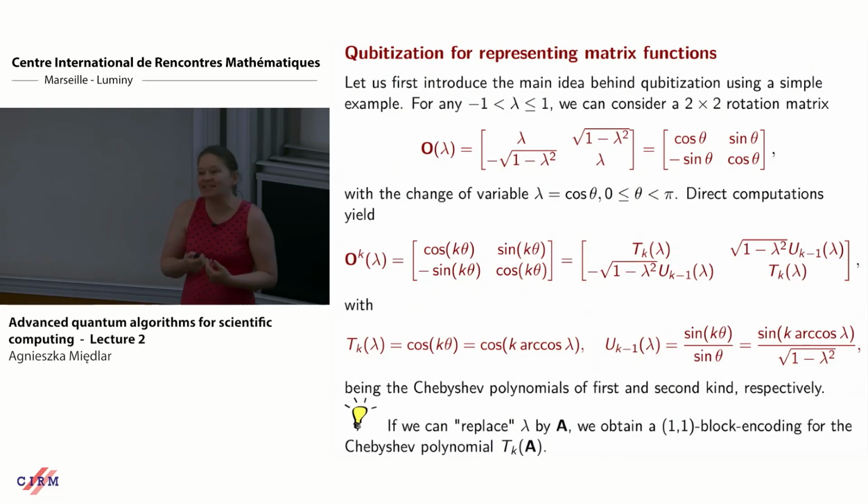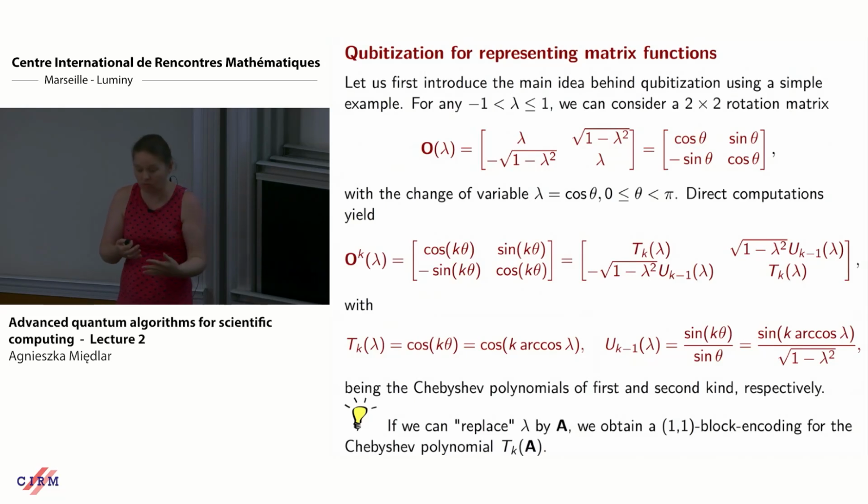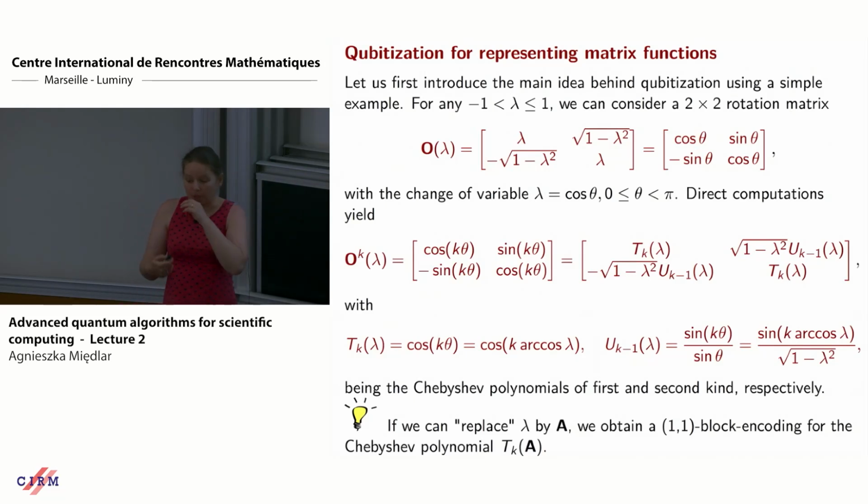So qubitization is an idea of representing matrix functions. So how we can take the idea of matrix function and move it into the quantum world. And in particular, because of many applications and the context of Krylov subspace methods later, we will be very interested in a very particular matrix function. We will be interested in evaluating polynomials, and not any polynomials at this point, Chebyshev polynomials.